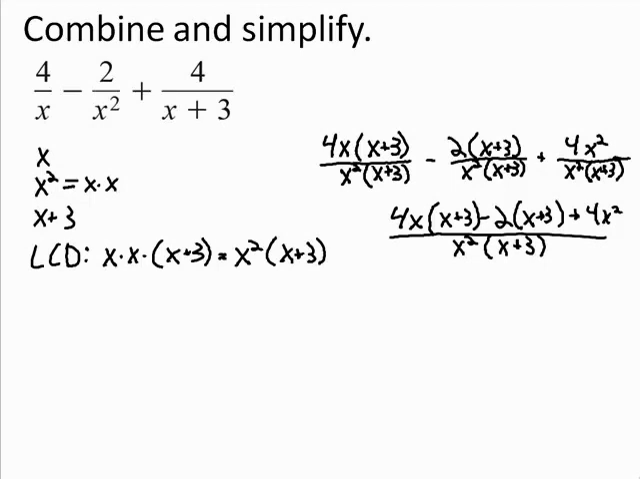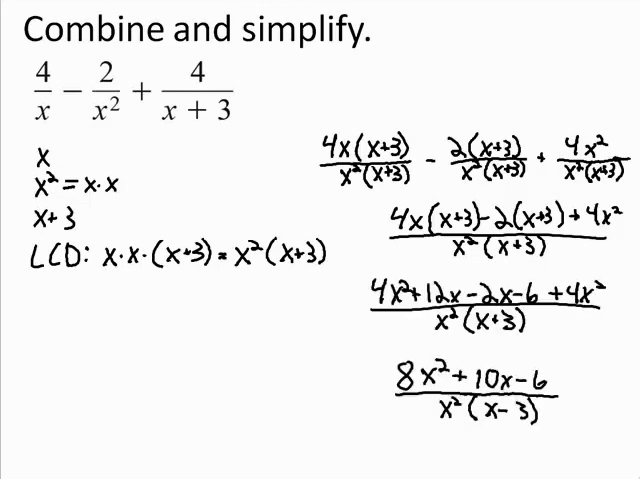Distribute the 4x to the quantity x plus 3 and the negative 2 to the quantity x plus 3. Combine like terms. The simplified expression is 8x squared plus 10x minus 6 divided by x squared times the quantity x plus 3.